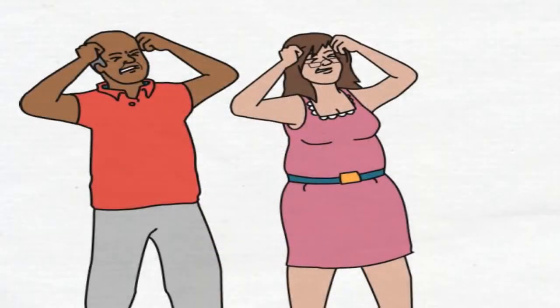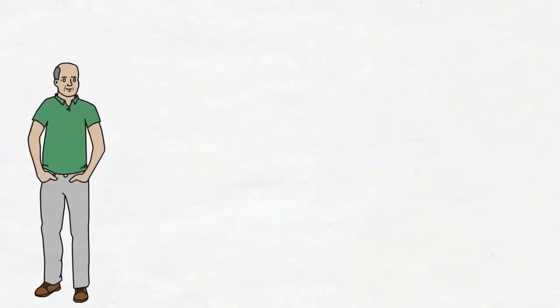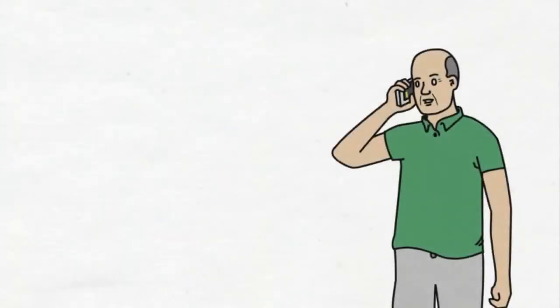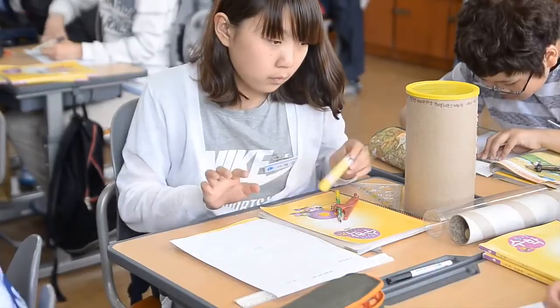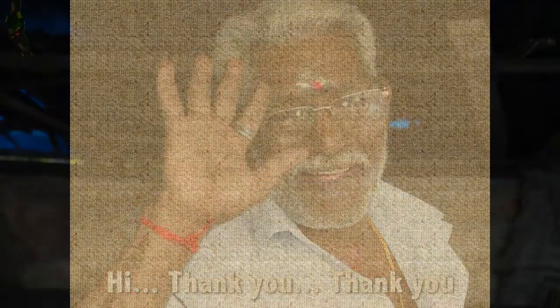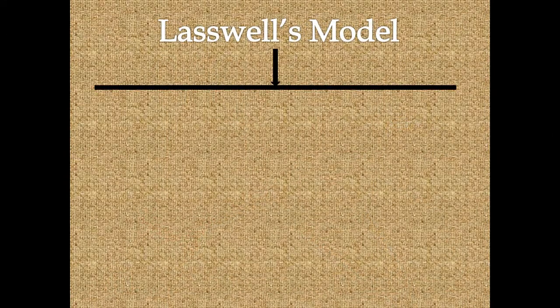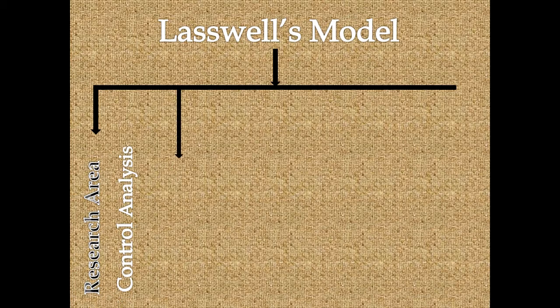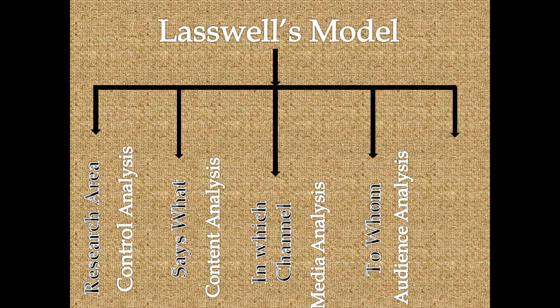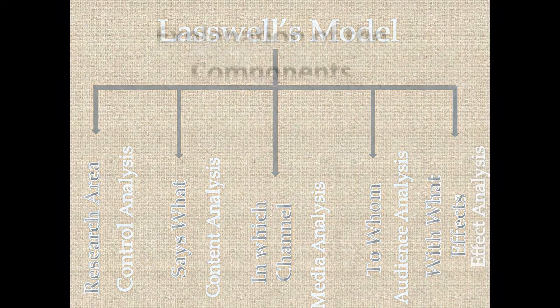That means every generation has to use the experiences of the previous generation, and the mass media guide the contemporary generation by choosing the values and cultural criteria of the past generation. In this model, the communication component who refers to the research area called control analysis, says what refers to content analysis, in which channel, media analysis, to whom, audience analysis. With what effect refers to effect analysis.